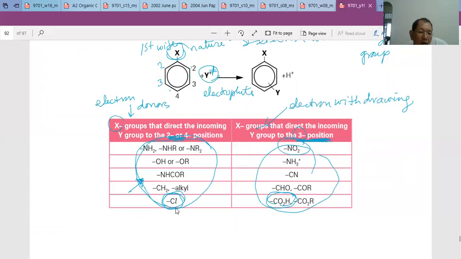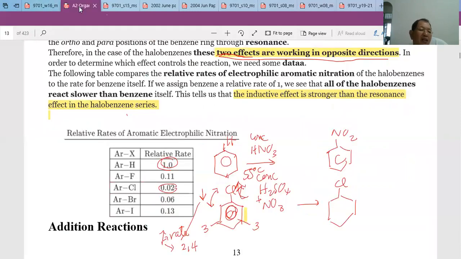Right? So chlorine, even though it's electron withdrawing, because of the overlapping effect, it will direct 2 and 4, but it's less reactive. Okay, because of the electron withdrawing effect. So you can see here, right? So you have to understand it's less reactive because of the electron withdrawing group. Okay, right? But the position-wise, it will go to 2 and 4 because it is electron donating in a sense.